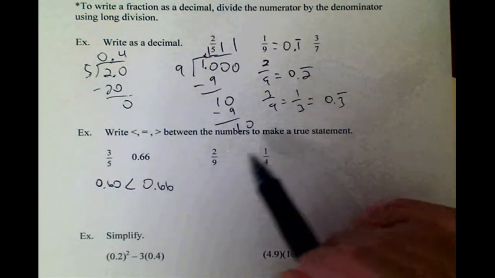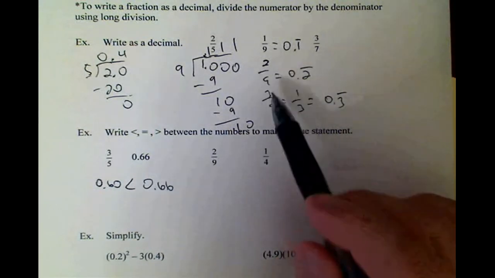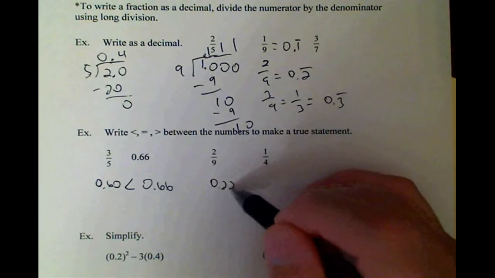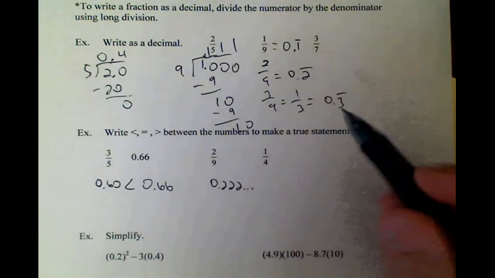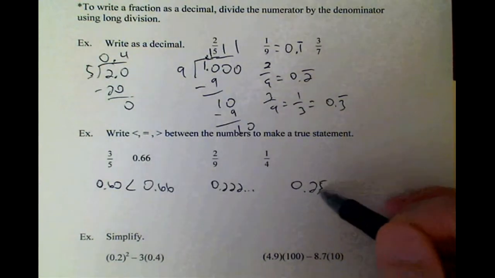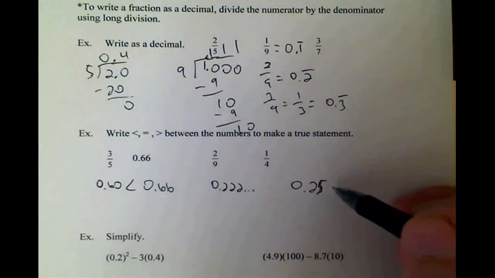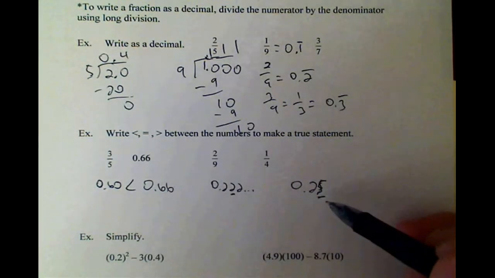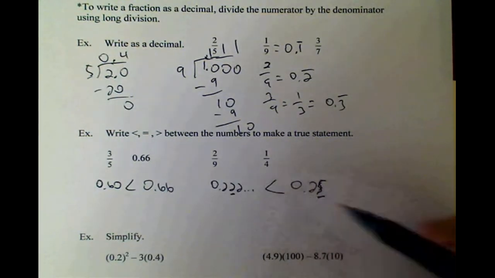Now here's what I mean about things like this, or using things that you already know. 2 nines is the same as 0.22 ... It never stops. 1/4 is the same as 0.25, and it stops. As far as the 5 goes, it stops. That 2 and that 5 is all you have to look at. 2 is less than 5, so you're done.